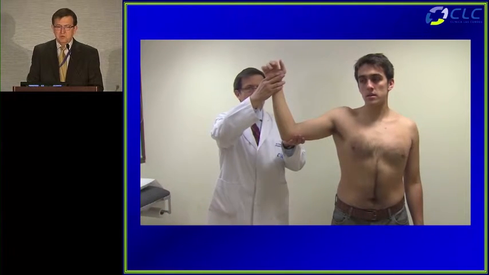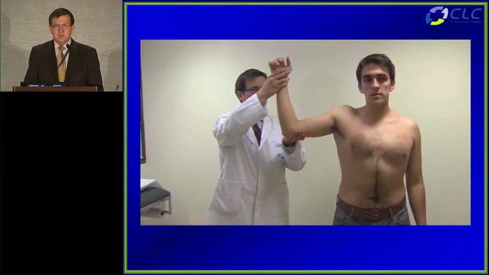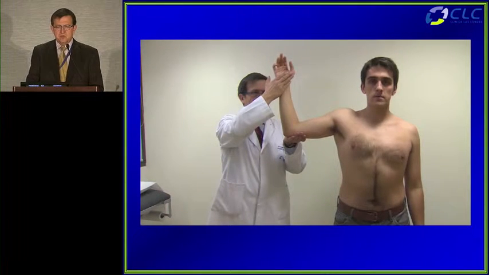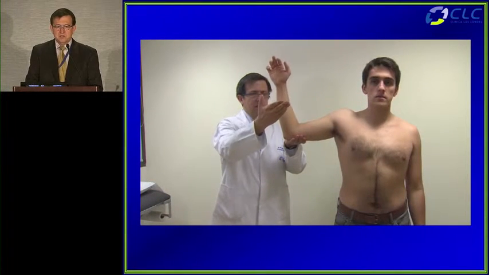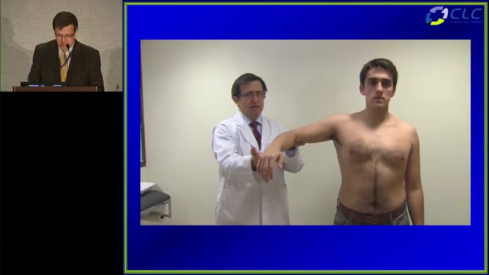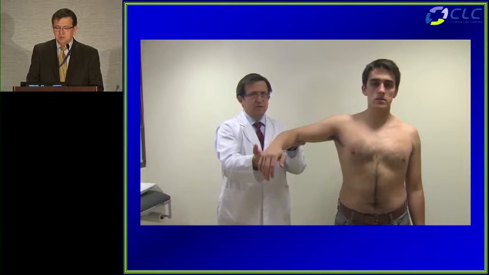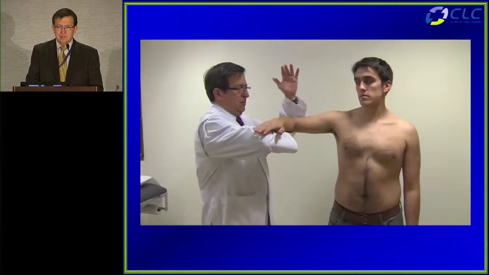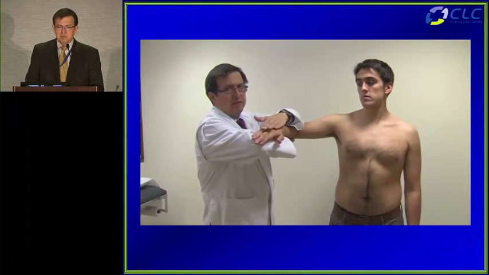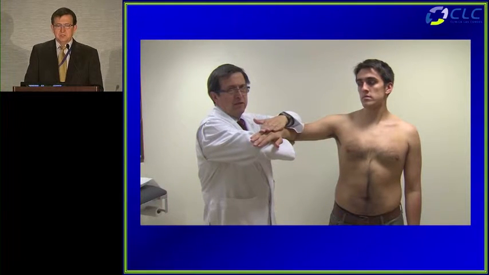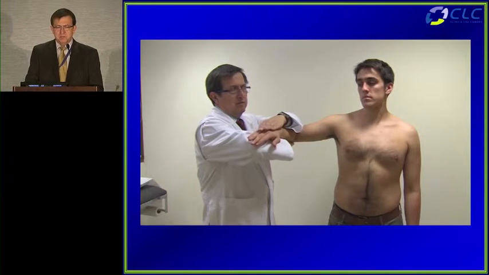Then the drop sign with the arm at 90 degrees of abduction. We ask the patient to maintain the external rotation, and when the test is positive, there is a drop of the arm. Then we perform the internal lag. Then we perform, in the cases where we suspect some special kind of pathology, the Patte test.